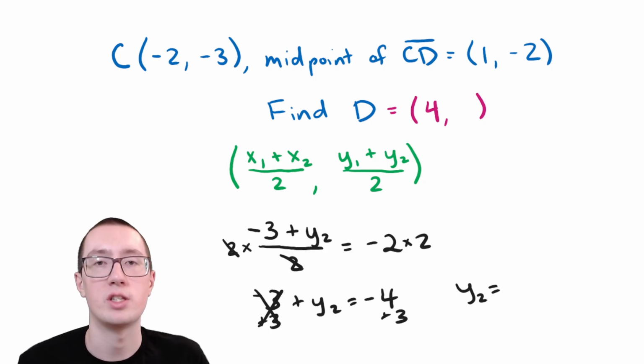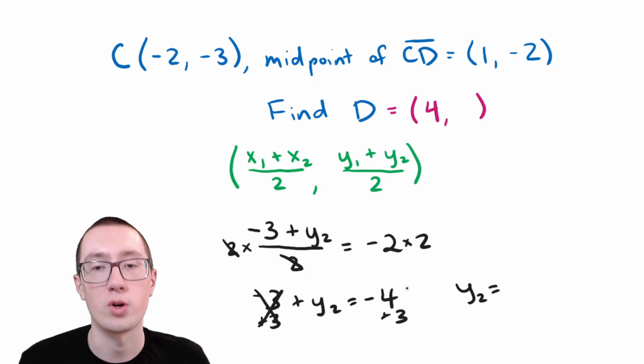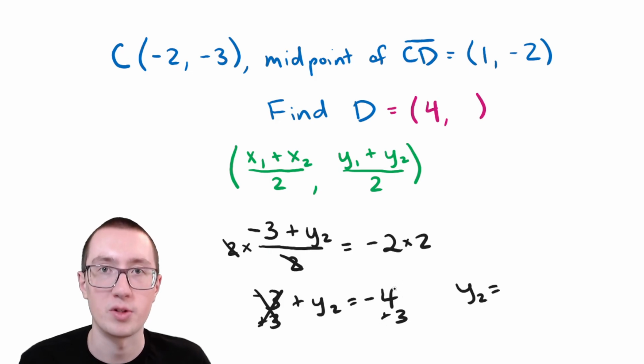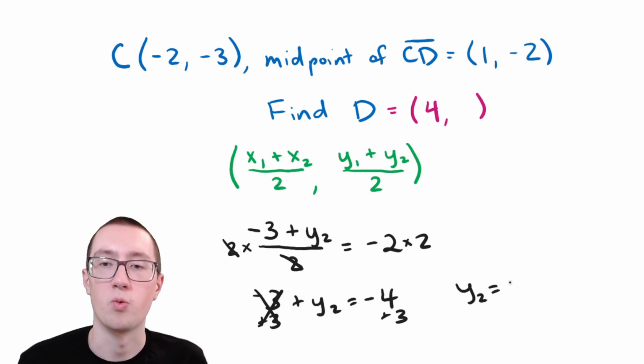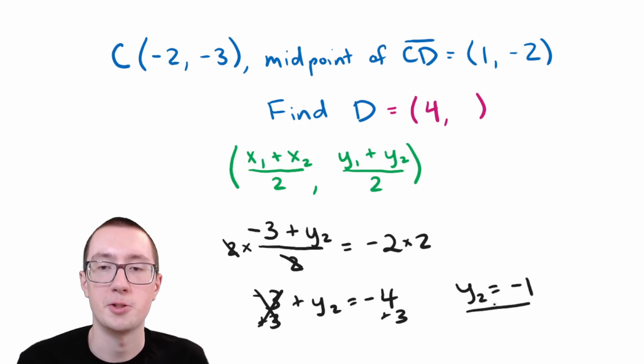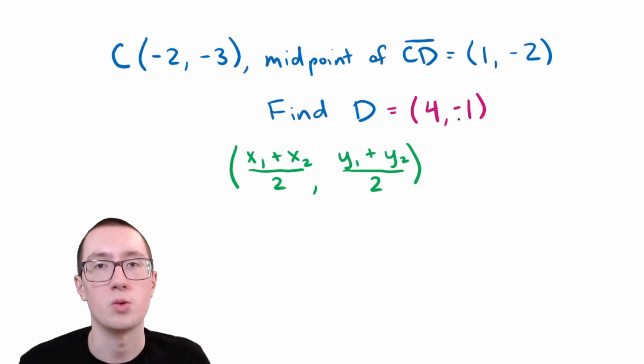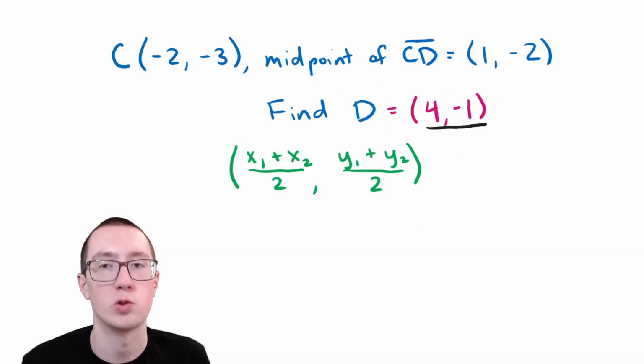So for negative numbers, think of it like dollars. You lost $4, and then you got 3 back, but you're still down 1. So negative 4 plus 3 is negative 1. And there you go. This is y2. The y of our point here is negative 1. So let's go ahead and put that up here. So based on the two problems that we did, we figured out that the x is 4 and the y is negative 1. So we found point D. Point D is (4, -1). So now you know how to use the midpoint formula to get this.